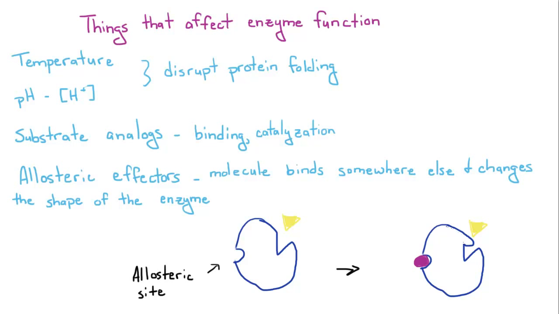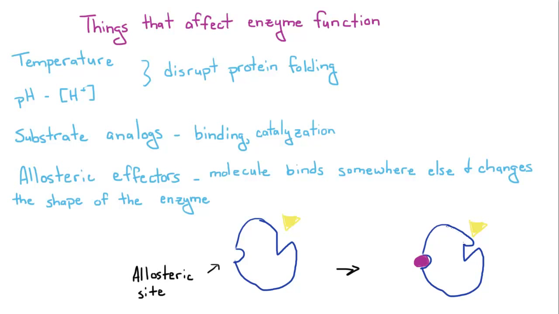You've got substrate analogs. These are molecules that look really similar to the actual substrate, but may have some different chemical properties. They might bind too tightly to the active site and the enzyme is unable to release this analog, so the enzyme is rendered useless.